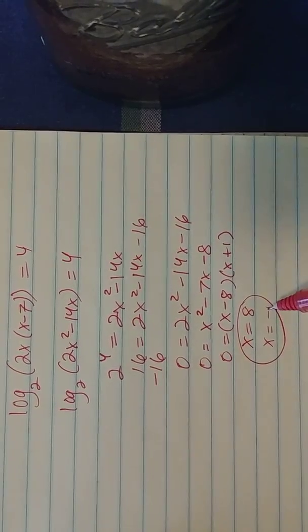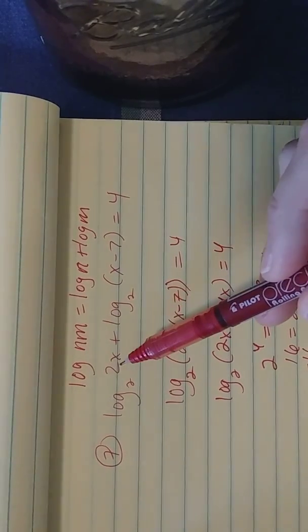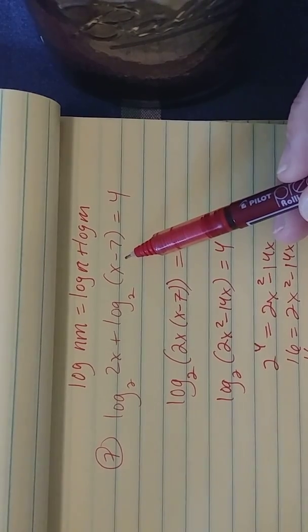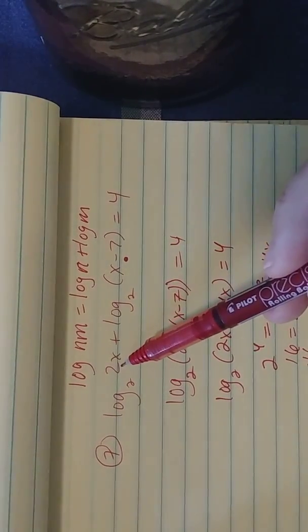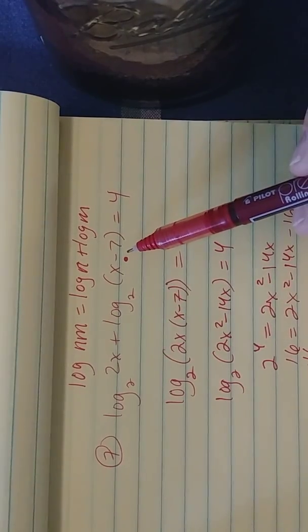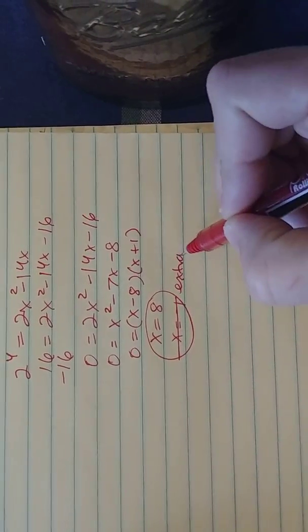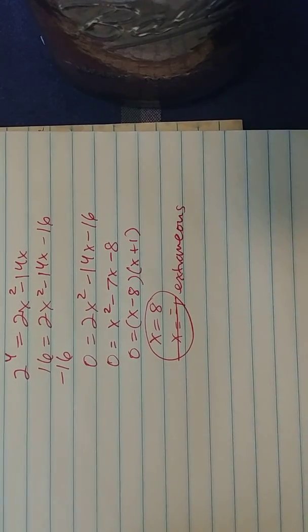Now, one of these is probably going to be extraneous. So if I look back up here, if I plug in the 8, that's a 16, that's a 1, that's great. I can take the log of 16 and the log of 1. But if I plug in a negative 1, that's a negative 2, that's a negative 8, and that doesn't work mathematically. So that means that this answer is extraneous, while x equals 8 is a valid answer.